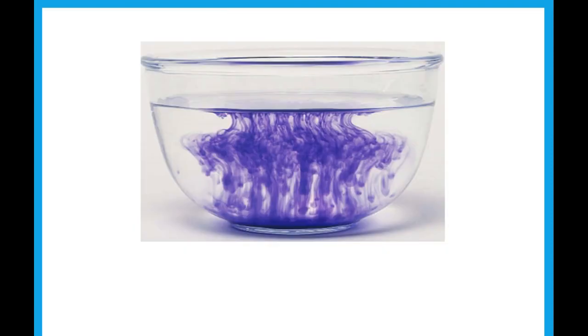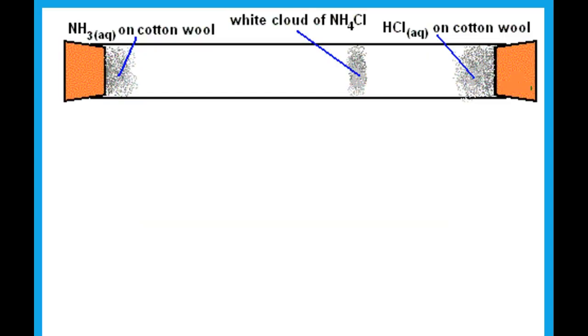You can also have diffusion of liquid in liquid. Okay, this is a typical question on diffusion where we have an open-ended tube. On one end we have cotton wool that has ammonia, NH3 is ammonia, and on the other side we have a cotton wool that has HCl, hydrochloric acid. The particles of the ammonia will start to move from where there is lots to where there is less, so from area of high concentration to area of low concentration. The HCl particles will move from area of high concentration to area of low concentration.